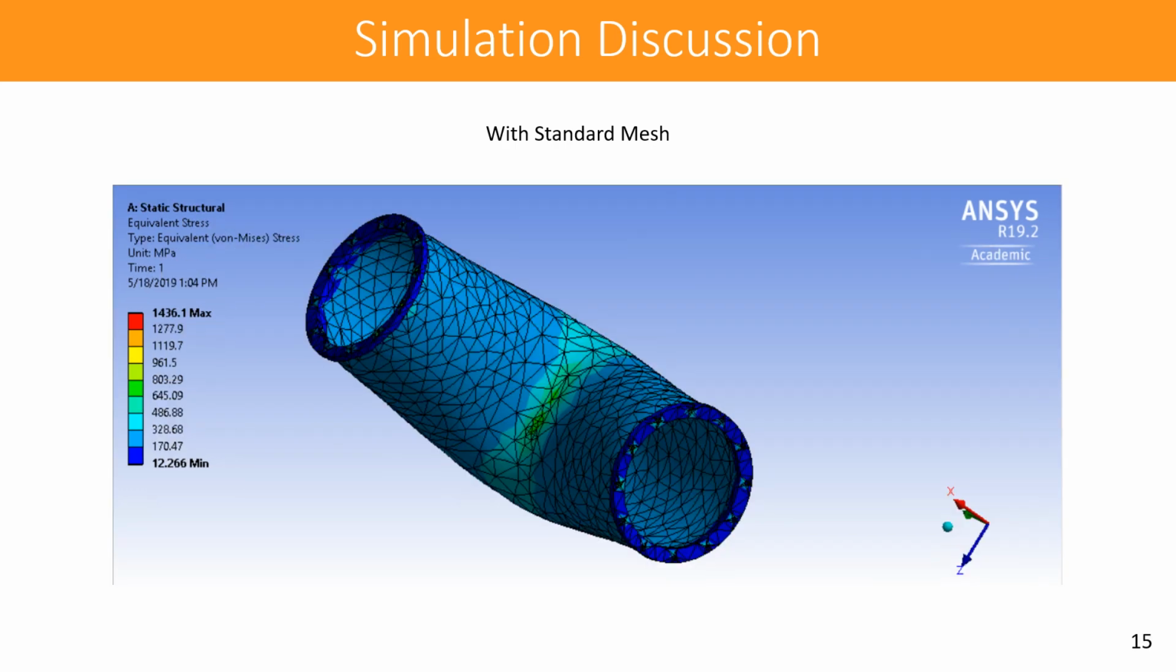The stress profile, it's a very similar story here. In the units of megapascals, the limiting stress is about 645 megapascals, and that's also in that lower elbow region. And comparatively pretty low. It doesn't reach anywhere near the max of 1436 megapascals.